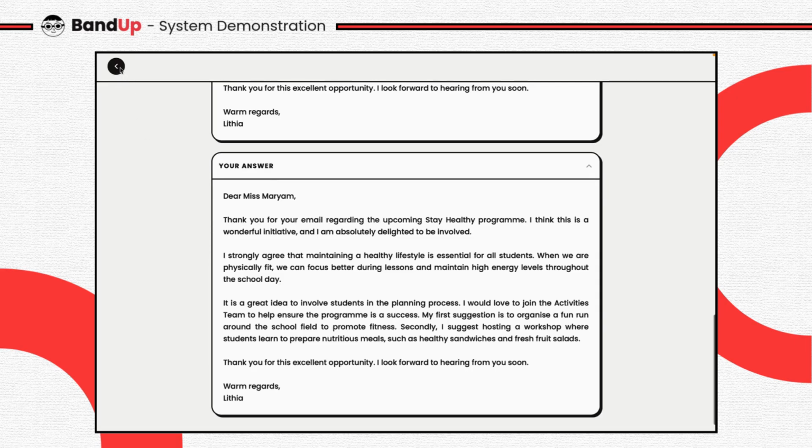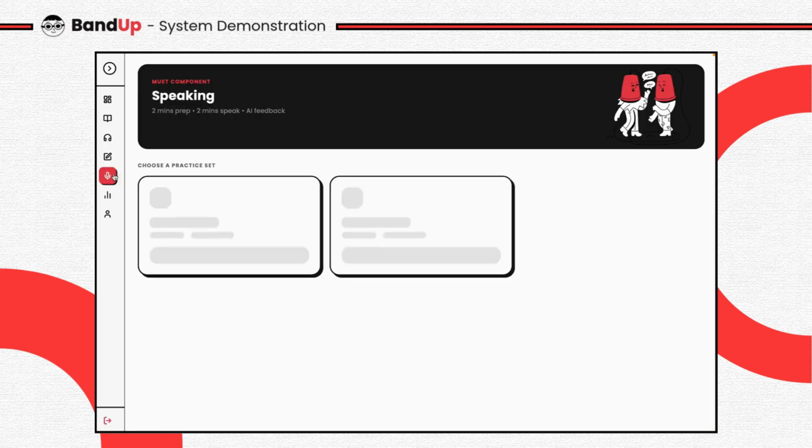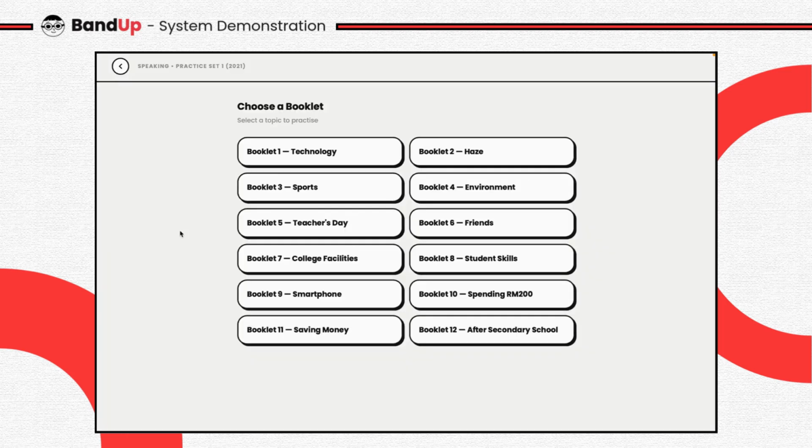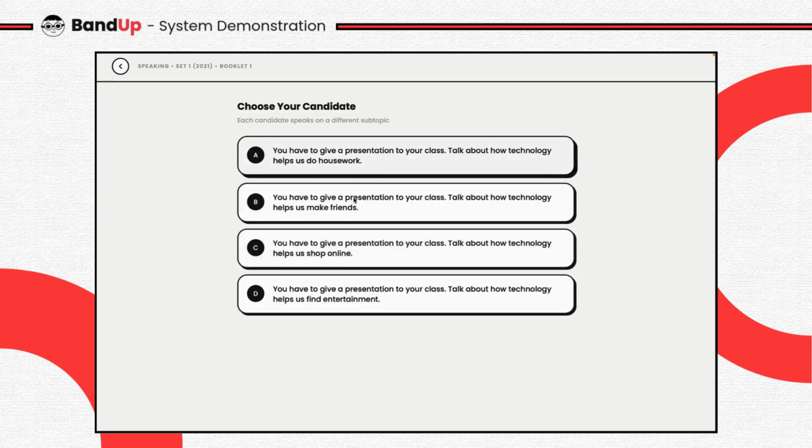Now let's move on to the speaking component. As for the speaking component, students have to choose a practice set. Then there will be a list of topics to choose from. Once a topic is chosen, there will be 4 candidates with different tasks. The user needs to choose only one candidate since it's an individual presentation.